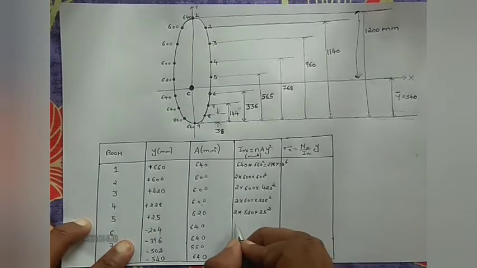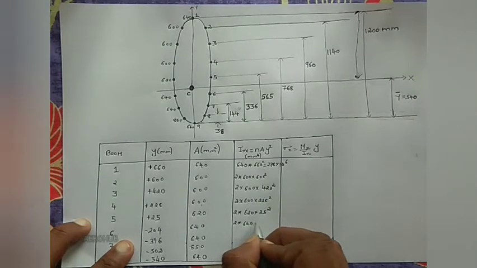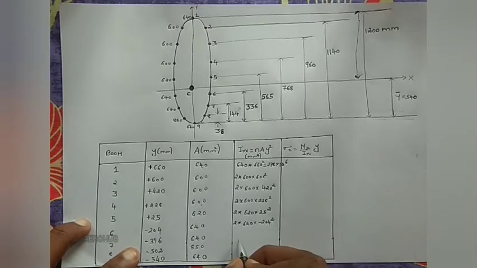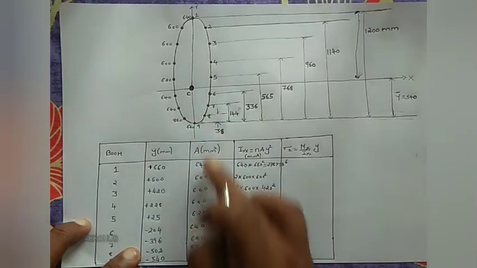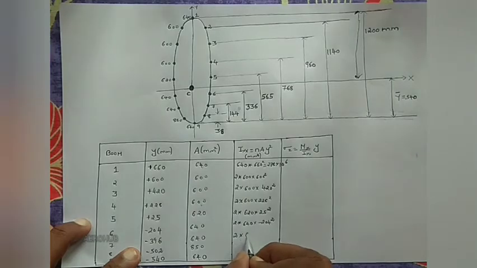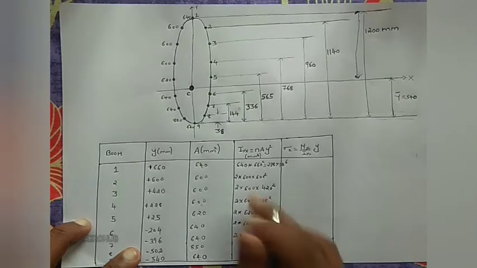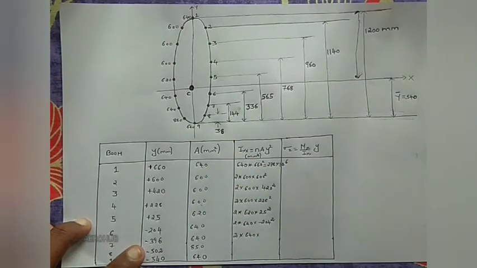Sixth one, we have 2 boom areas. 2 into the value of boom area is 640 and the distance is minus 204 square. For 7th boom area, the value of boom area is how much? 640. We have 2 boom areas. It will be 2 into 640. The y value is minus 396 square.